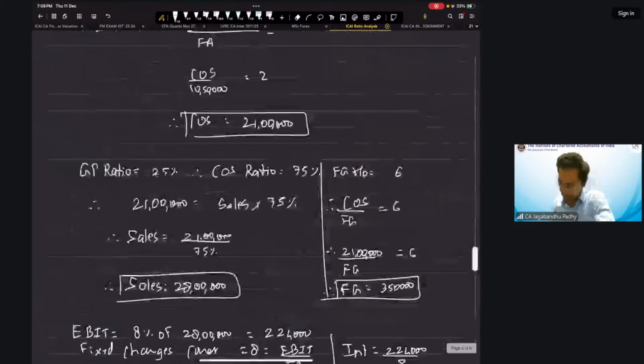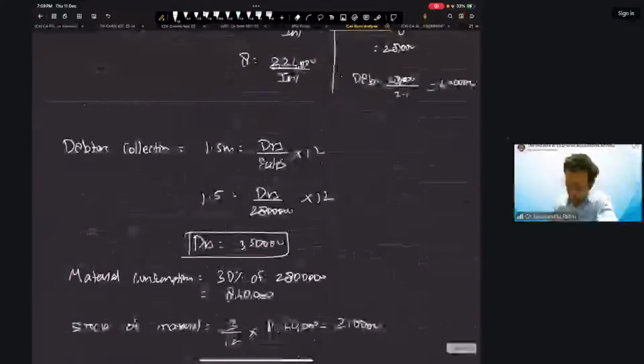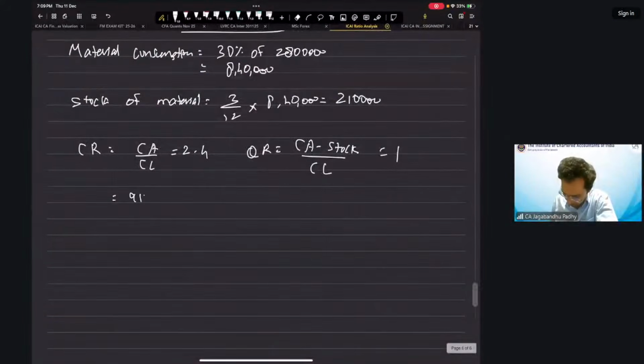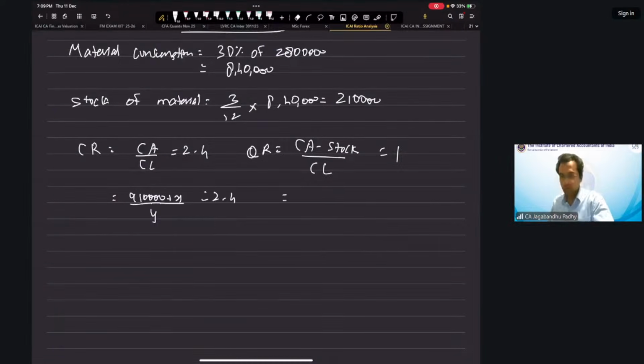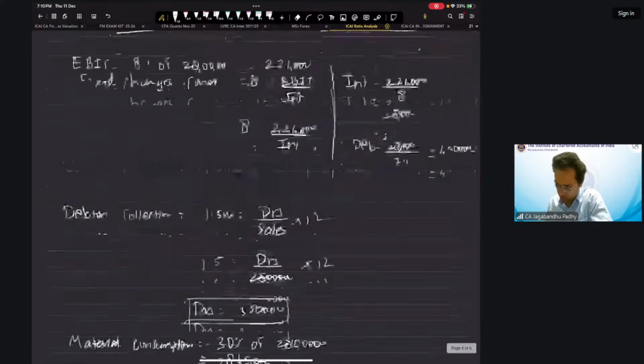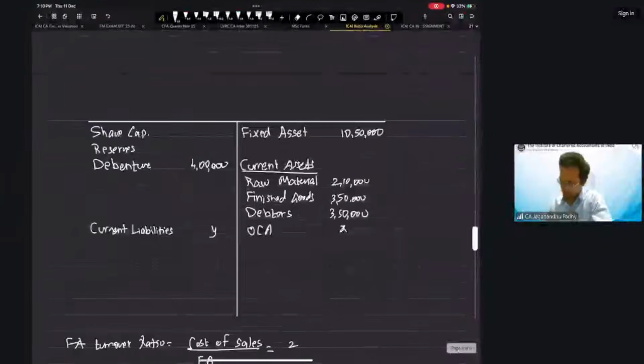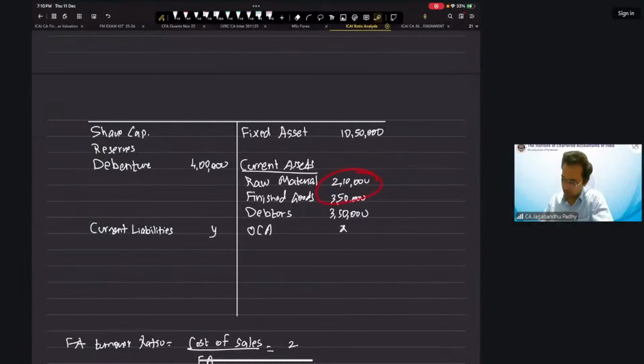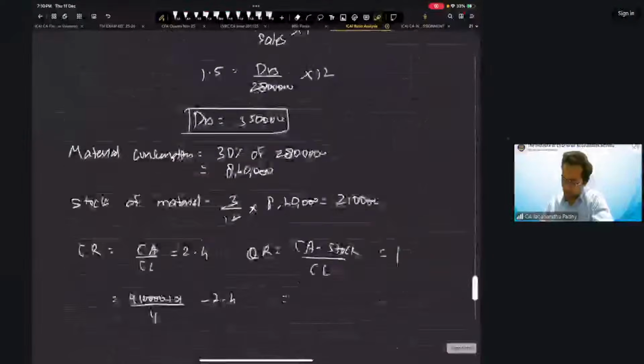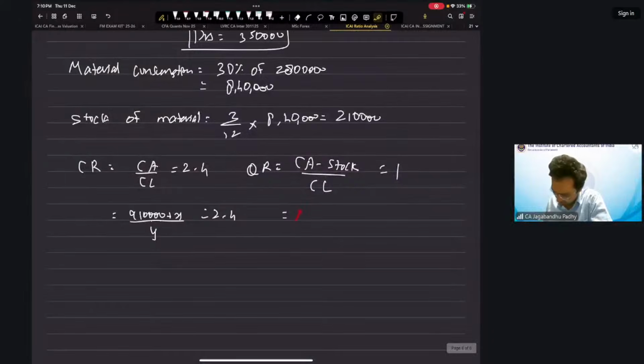So current asset is 9,10,000 plus X. 9,10,000 plus X upon current liability of Y is 2.4. And for the quick ratio, apart from the stock, removing this one, it's just 3,50,000 plus X upon current liability is 1.